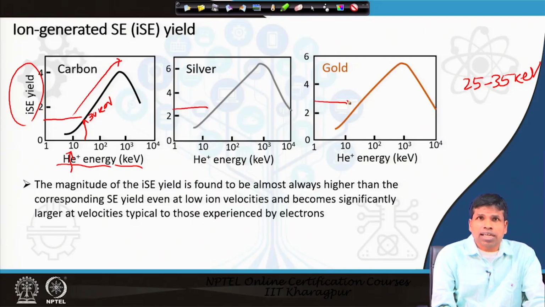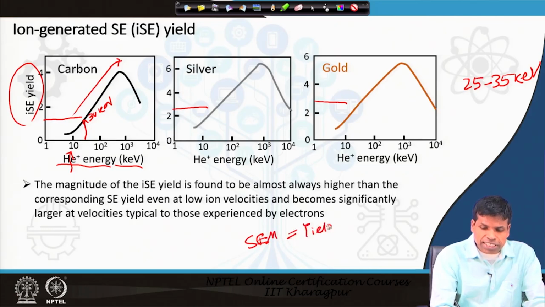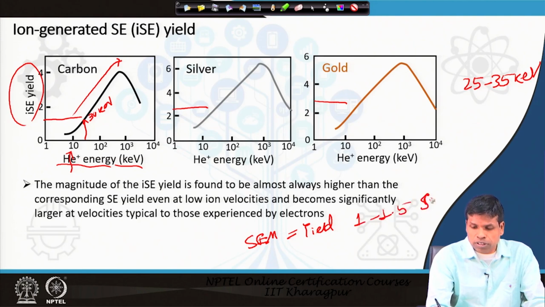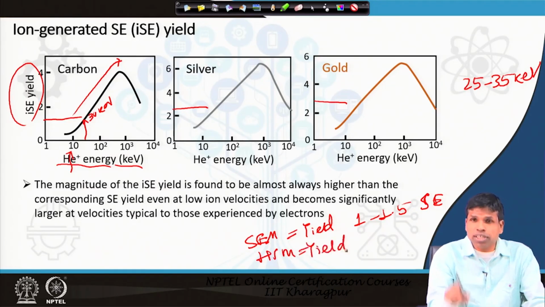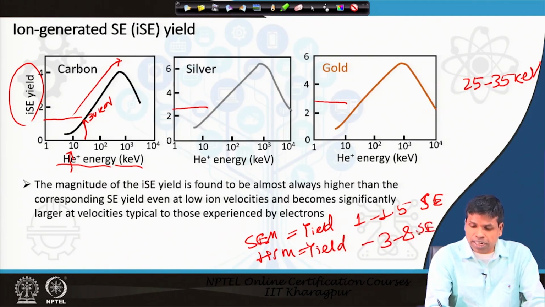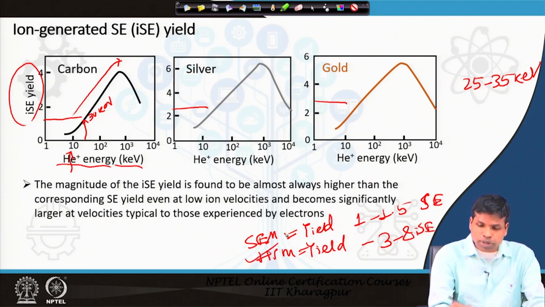In a scanning electron microscope, SEM, the yield of secondary electrons for each incident electron is around 1 to 1.5 secondary electrons. But for a helium ion microscope, for one incident ion, 3 to 8 secondary electrons can be generated. So, in this case the yield will be much higher. Therefore, we can use a much smaller beam current and also a much finer spot, giving higher resolution.